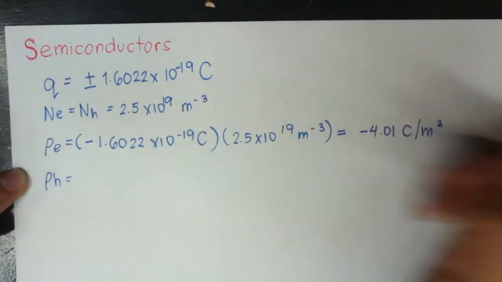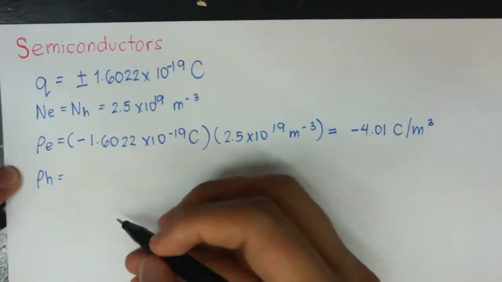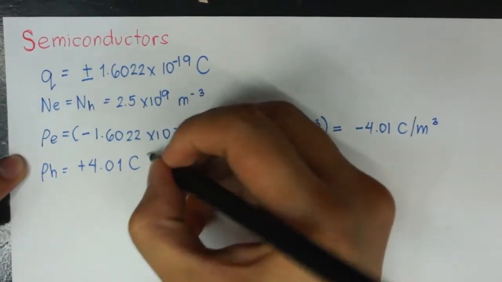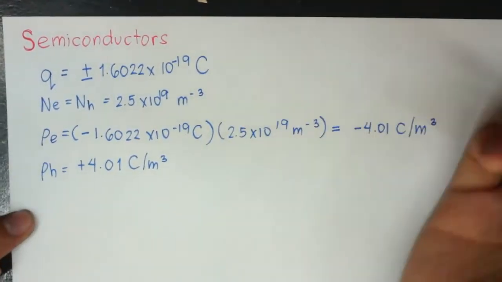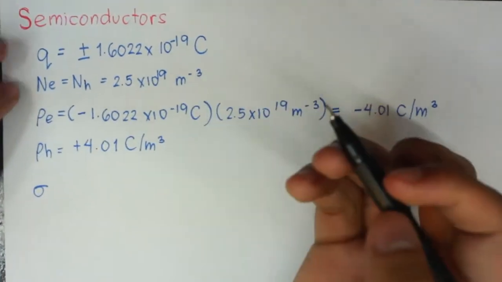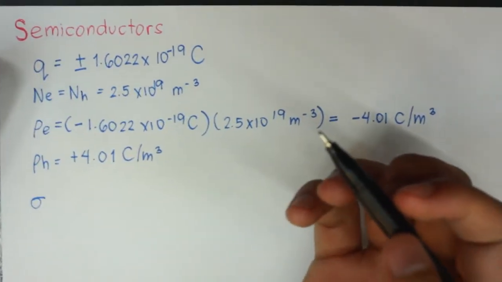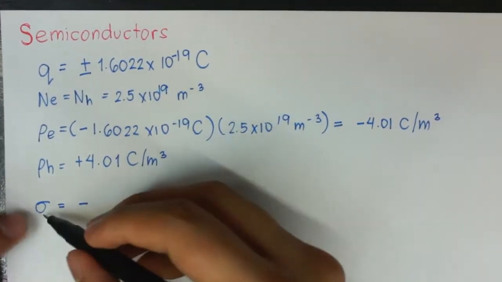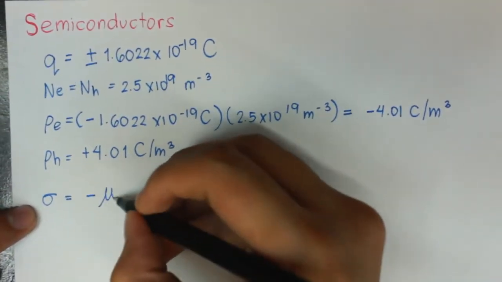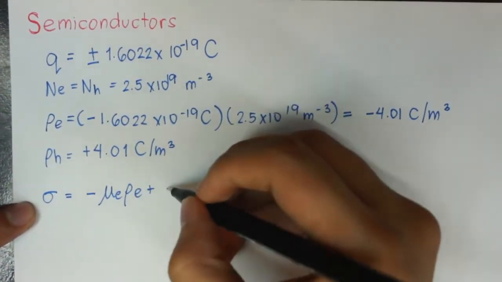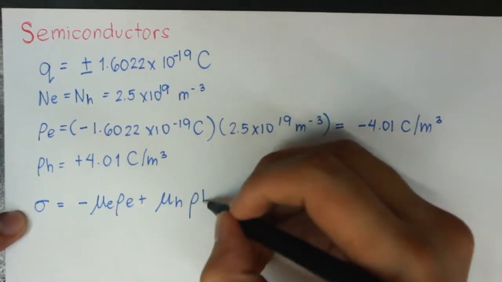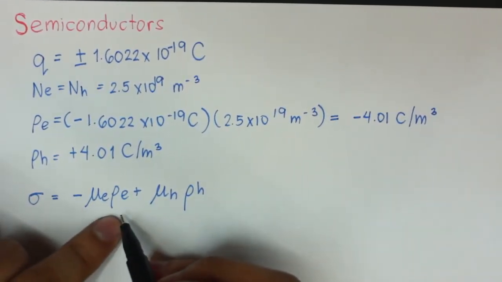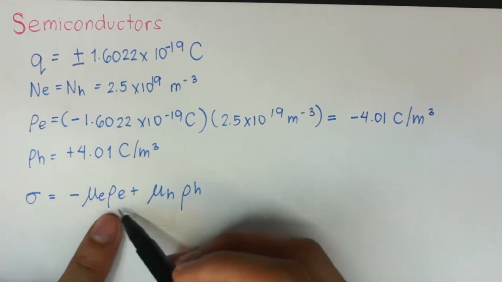Similarly, for the hole, it is positive, with the same concentration as the electron. So that's positive 4.01 coulomb per meter cube. Then for conductivity, since both the electron and hole contribute as current carriers, we take both into consideration. So conductivity for semiconductors is negative mu E times rho E plus mu H times rho H. Therefore, our conductivity is a function of mobility and charge concentrations for both electron and hole.